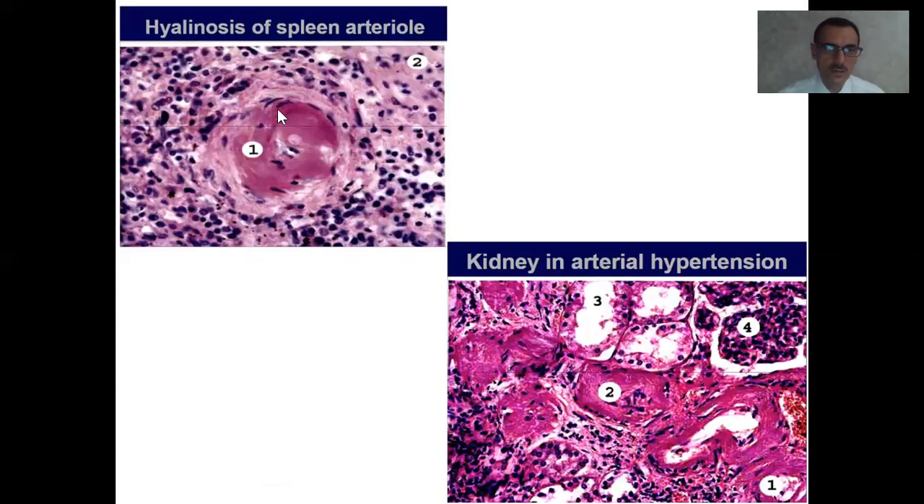Under the high power, we see the hyalinosis in the wall of the splenic arterioles, and also in the kidney, in chronic hypertension. The wall of the arterioles undergoes change and is filled with hyaline.